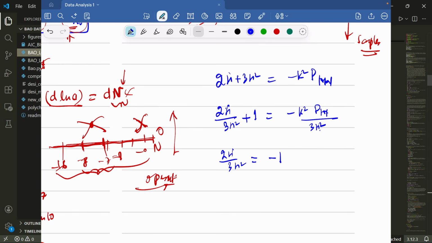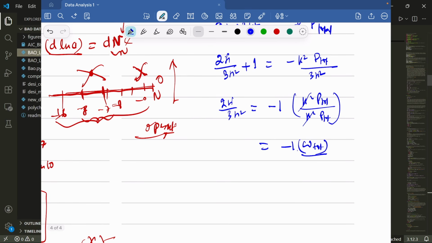Right? So 2H dot over 3H square is equal to minus 1 minus kappa square P total over 3H square. 3H square becomes what? Kappa square rho total. That is the Friedmann equation. P total over rho total becomes what? Omega total. You know certainly what is your rho total, right? But wait a second. Is everything okay over here? Yeah, we are dividing it. So now what I'm going to do is minus 1 plus, sorry, minus 1 plus omega total, right?